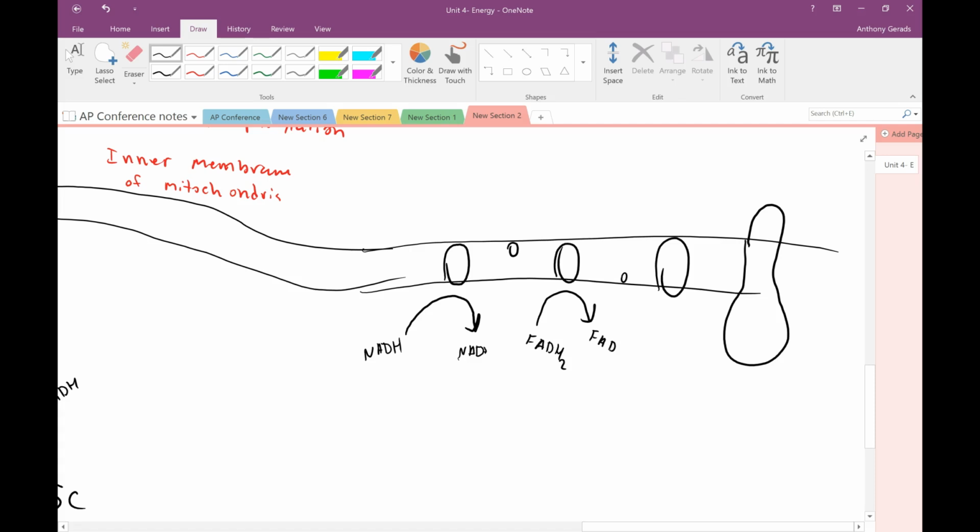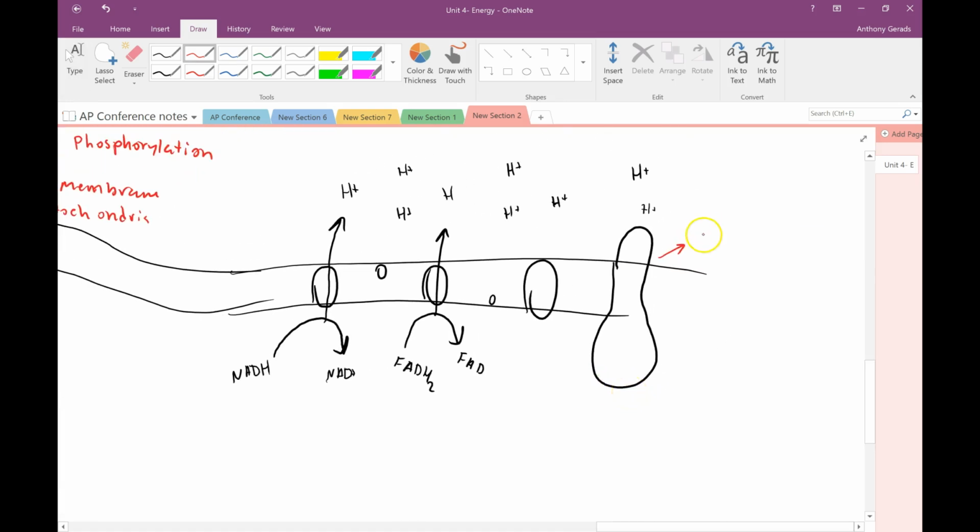Okay? When that happens, remember, I ripped off hydrogens from both of them. They're going to get pumped across this membrane. So hydrogen goes across, and now I end up building up this big proton gradient. So I've got H+, H+, H+, H+, all these H pluses over here. And it doesn't like that. Too many of these, it doesn't like this. And so it's going to flow down this gradient. And it's going to flow through this molecule right here. Do you remember what this enzyme is called? It's called ATP synthase.